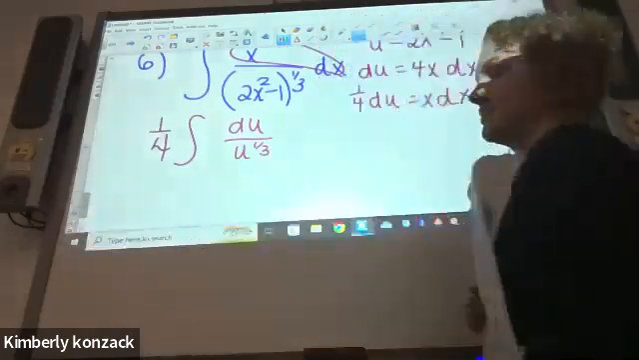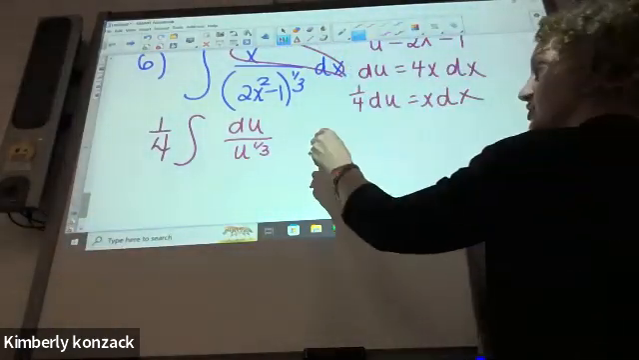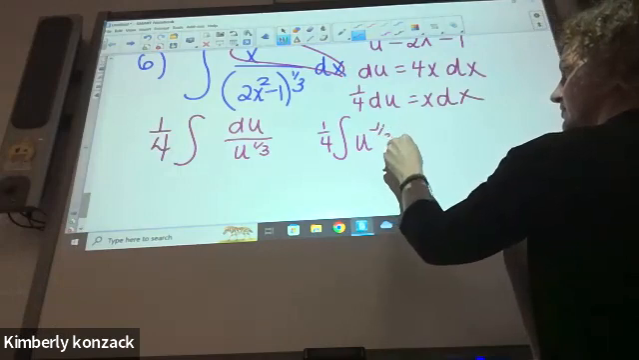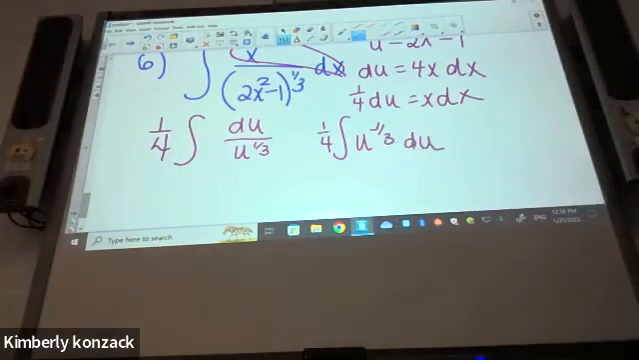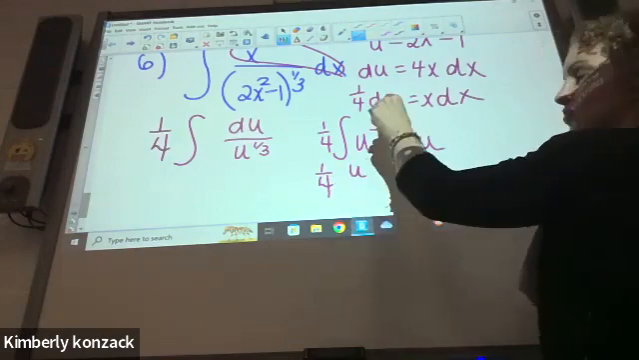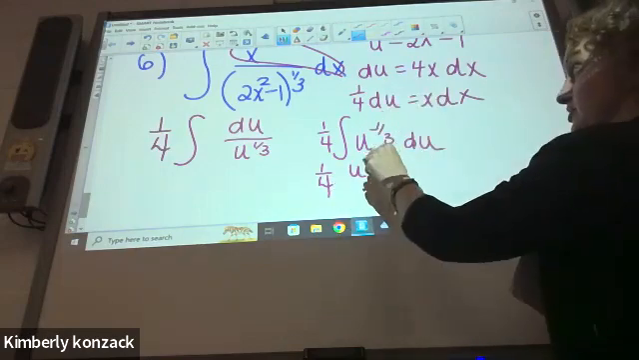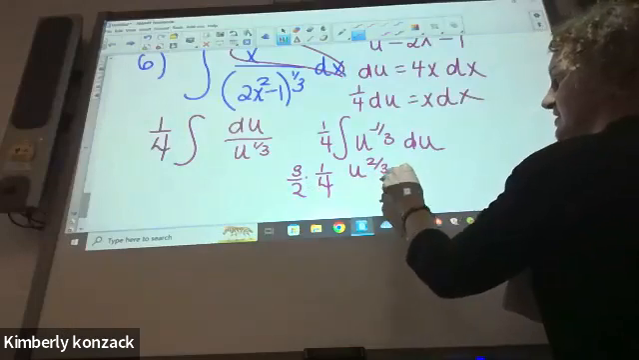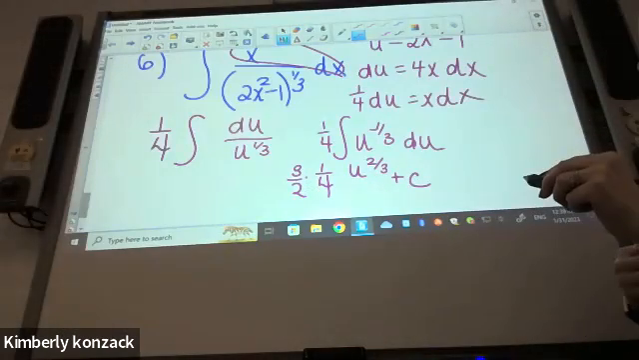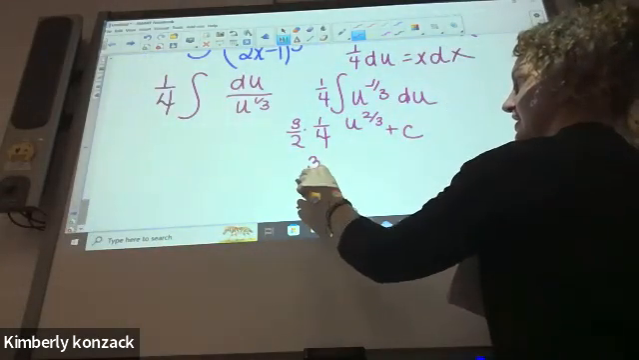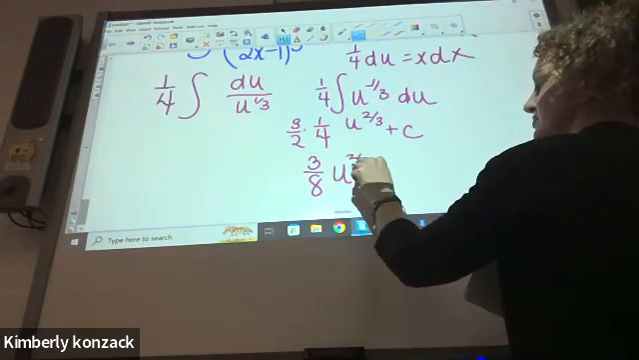I rewrote mine a little bit. So if you want to rewrite it as the integral of 1/4 u to the negative 1/3, I have the 1/4 outside. So then it becomes 1/4 u to the, because you add a 1, 2/3. Multiply by 3/2, plus the c. So 3/8 u to the 2/3 plus c.